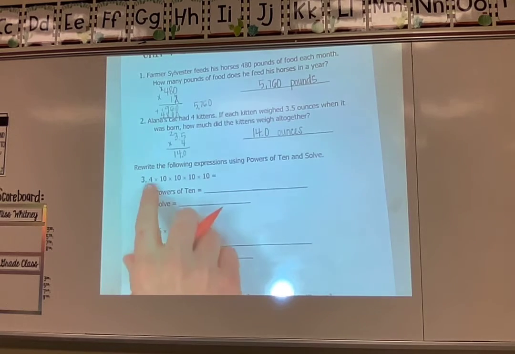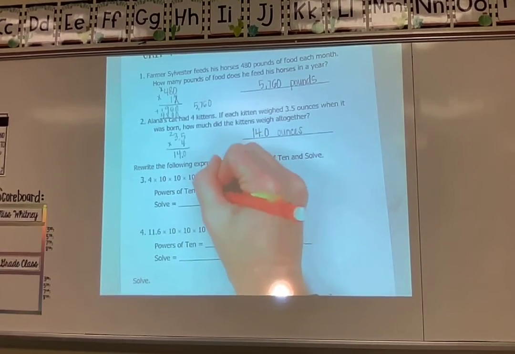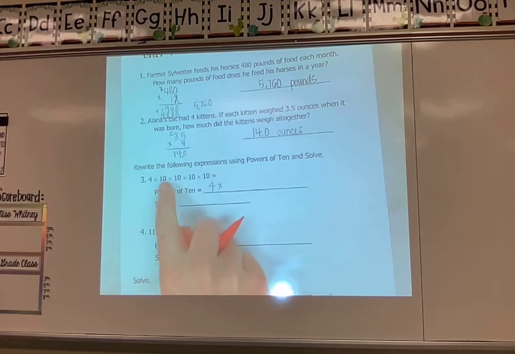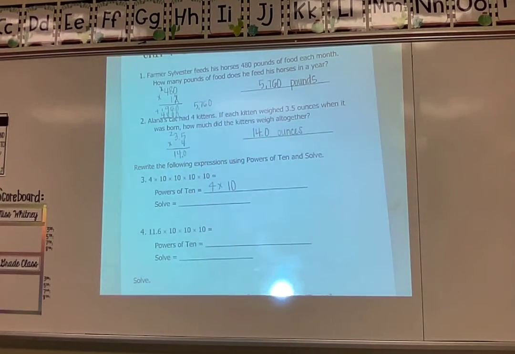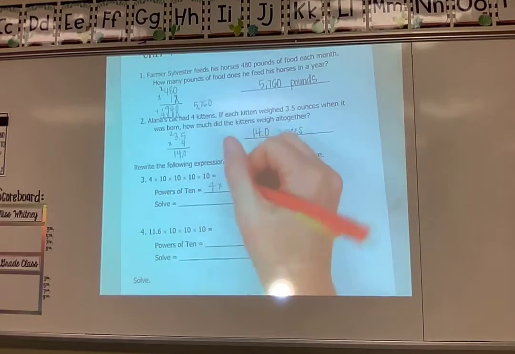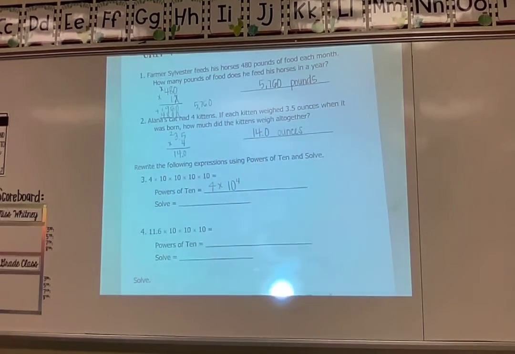All right, so number three, I have 4 times 10 times 10 times 10 times 10. Well, first I'm going to write down the 4 because it's by itself. Times, and instead of writing all these 10s out, they want me to turn it into a power of 10. So I'm going to put a big 10 because they're all 10s, and then my exponent is going to be how many there are, which is 4. So I wrote down the 4, I counted how many 10s there were, and I put it as a power of 10, 4 times 10 to the 4th. That's what that means to put it as a power of 10.